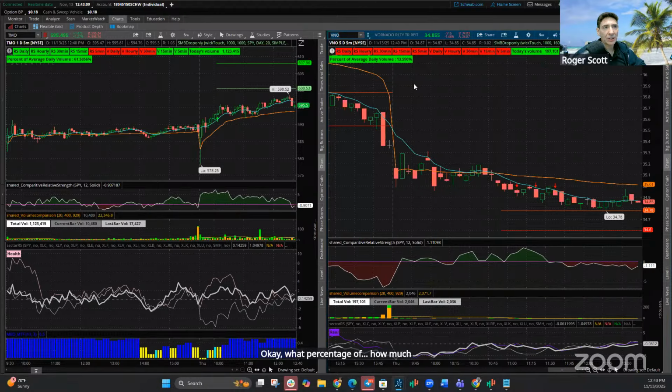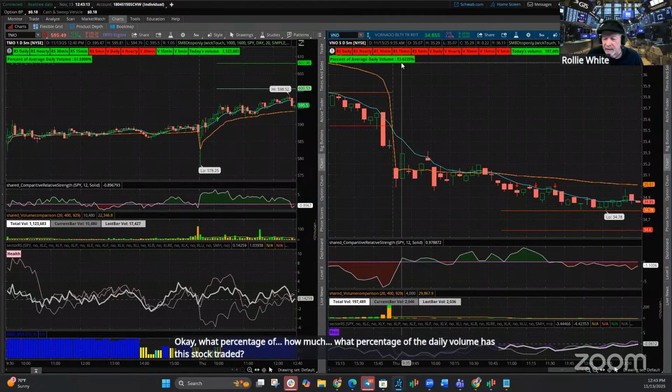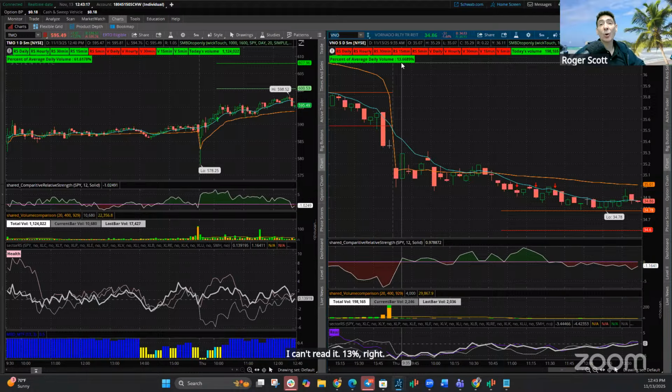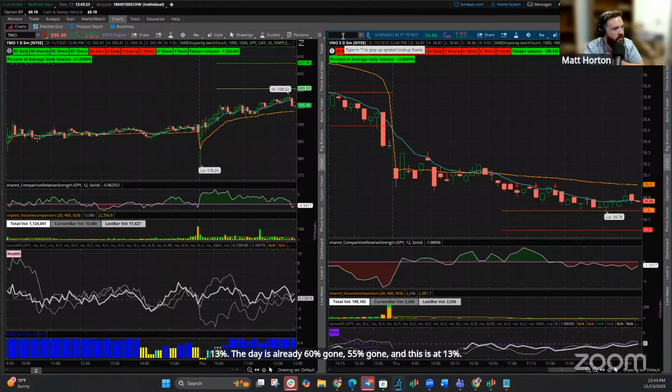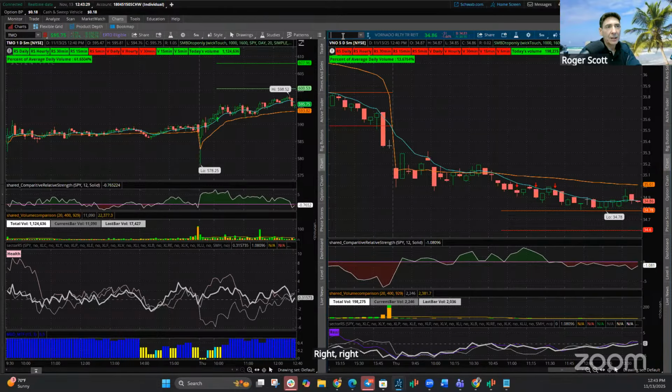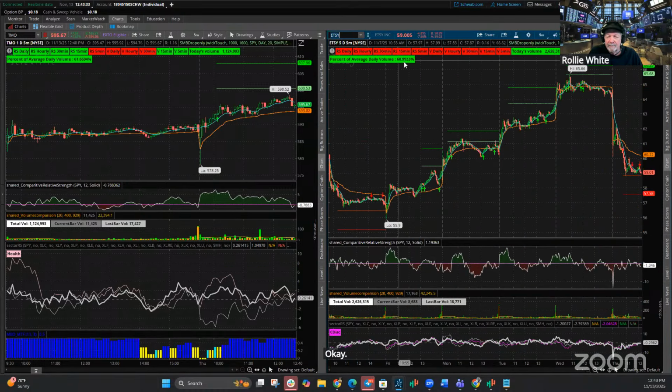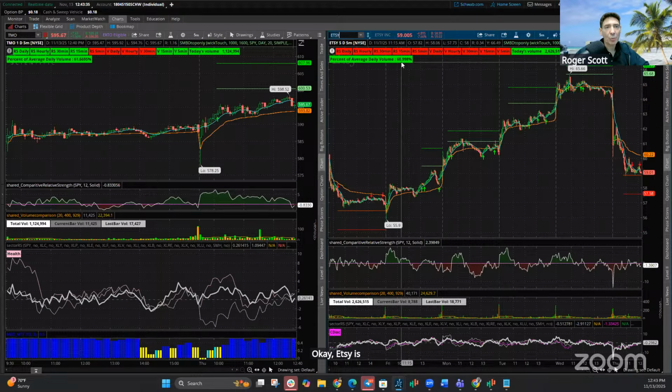What percentage of the daily volume has this stock traded? I can't read it. 13%. 13%, right. The day is already 60% gone, 55% gone, and this is at 13%. You get an uneven amount of volume in the first hour than you do the rest of the day. Right. What was the other one? Etsy, right? Okay, Etsy is almost 61%.